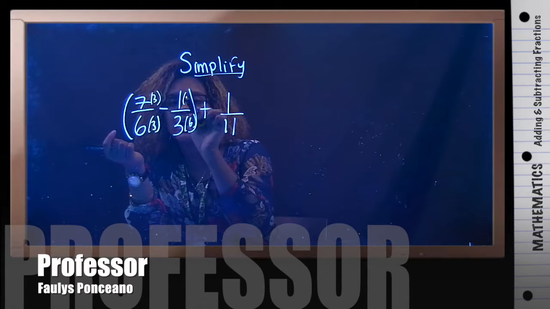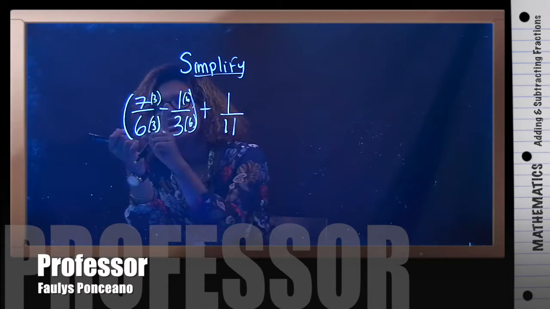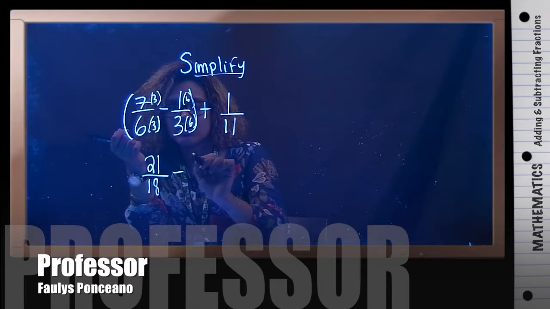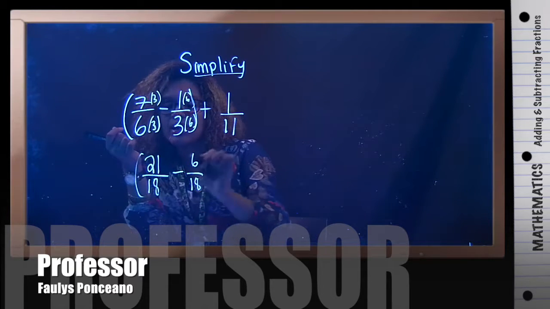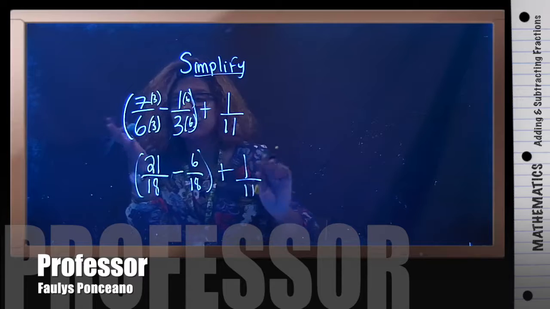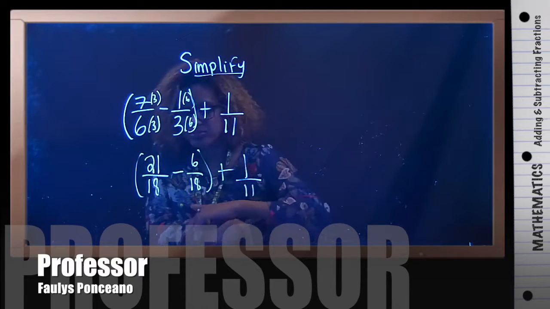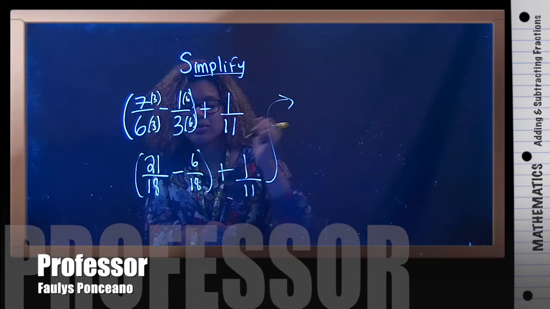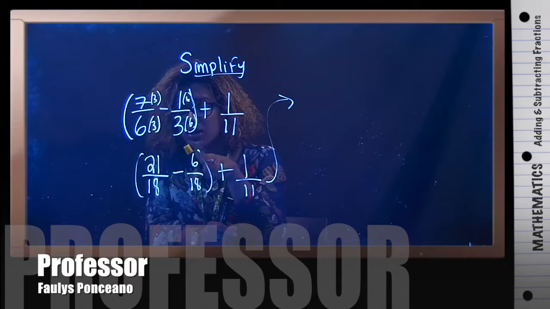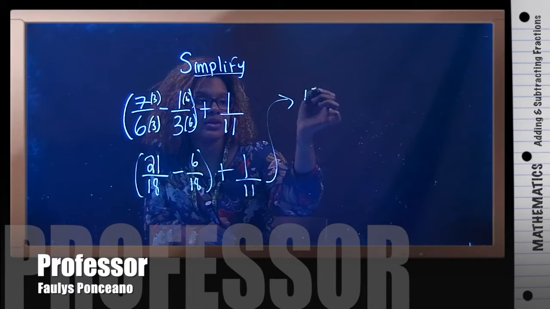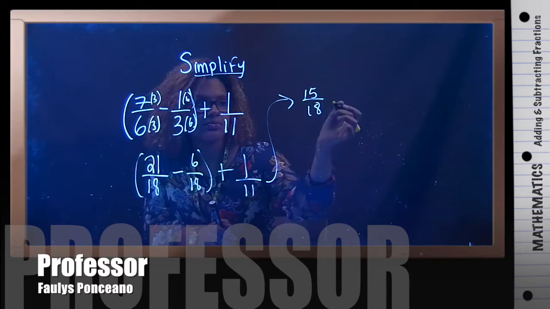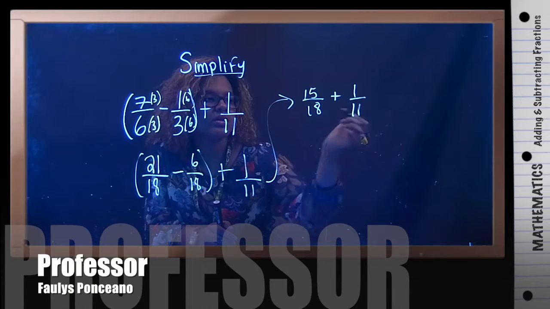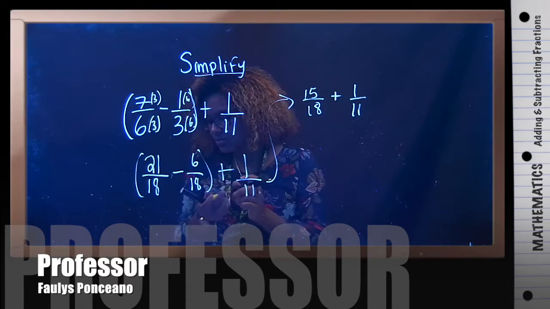Whatever you do to one side, you must do to the other side. 7 times 3 gives you the 21 over 18 minus 6 over 18. Keep it inside the parentheses, bring down the 1/11. Now I'm going to subtract since both denominators are the same. We write over here, 21 minus 6, which gives you 15 over 18. Now you don't need the parentheses anymore. Plus 1 over 11.